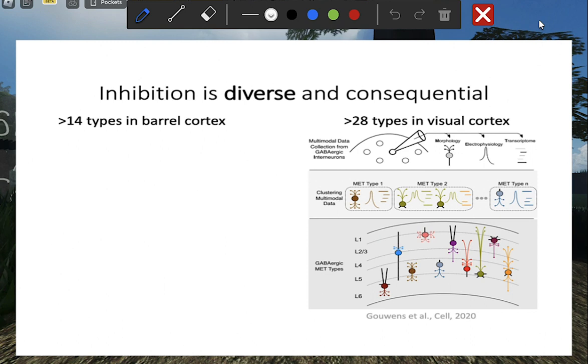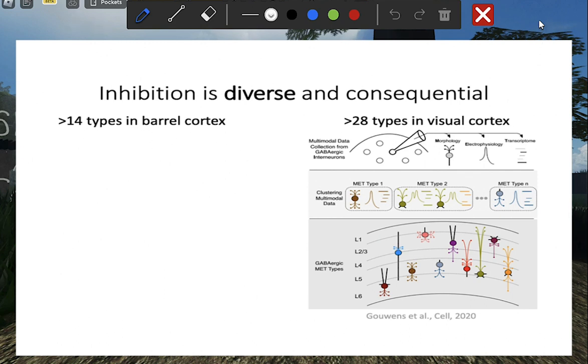What's interesting is the excitatory neurons are relatively simple or similar across their different instantiations, whereas the inhibitory neurons are quite wild and varied. There's a bit of a zoo. For example, barrel cortex, which is a part of the brain in rodents which takes the main input from their whisker sensations, has at least 14 types of inhibitory neurons that we can tell, based on their shape and their genetics and things like that. And in visual cortex, there are at least 28.